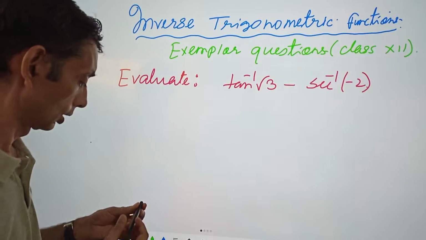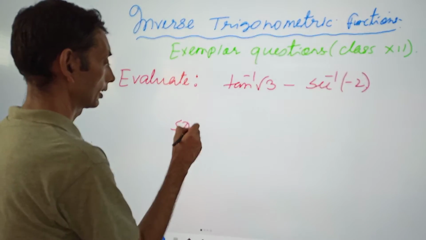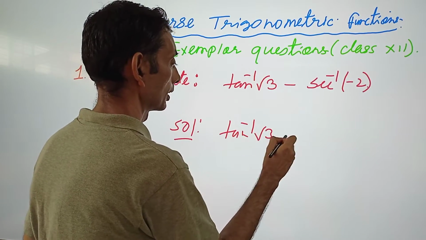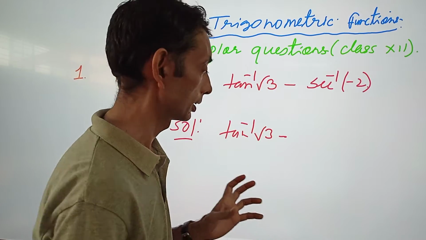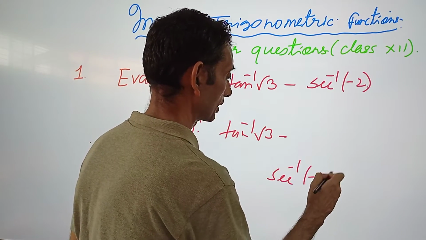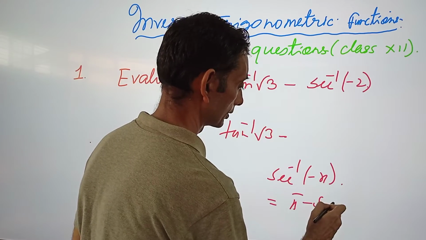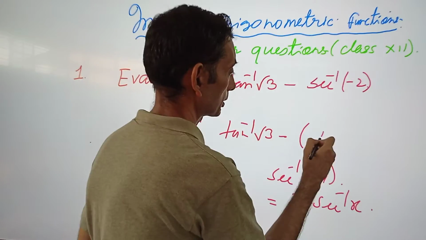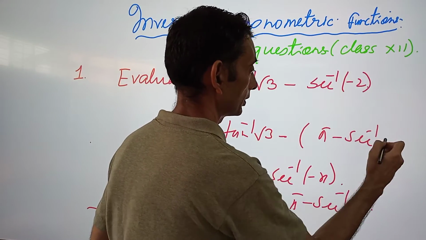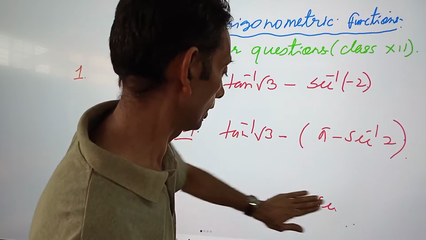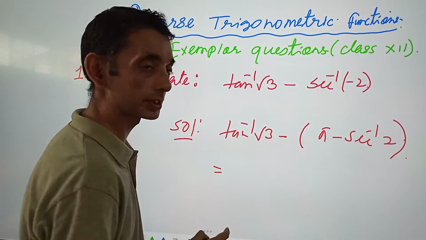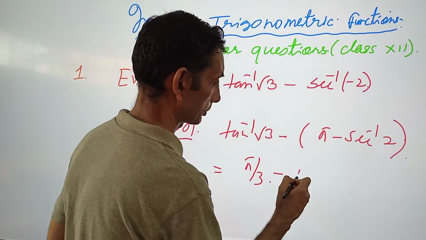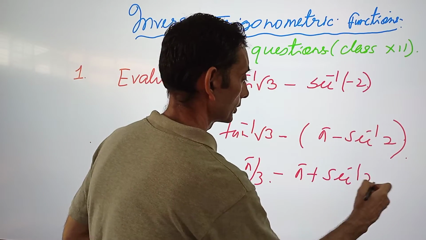This is a very simple question, and it may carry 1 or 2 marks. Tan inverse root 3, and here we'll be using a property: sec inverse of minus x is pi minus sec inverse x. So we'll use that property, that is minus, pi minus sec inverse 2, and we'll now simplify tan inverse root 3. As we know, it's pi by 3, then we multiply, it's minus pi plus sec inverse 2.